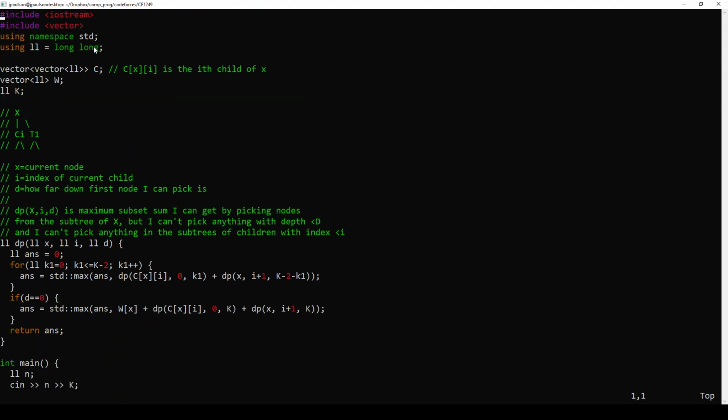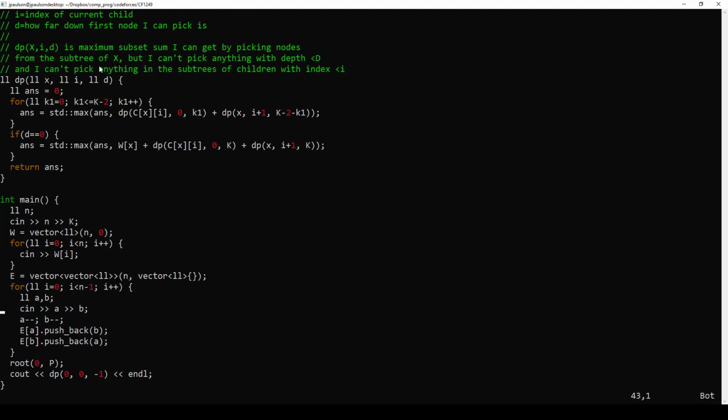Right, so I said we needed the C array, which I haven't computed yet. This is what this root function is meant for, so let's just do it here.